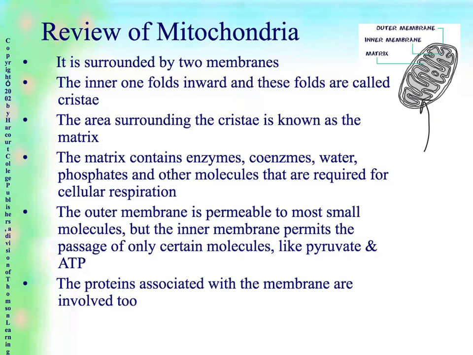The outer membrane of the mitochondria is permeable to most small molecules. They can get in. But the inner membrane permits the passage of only certain molecules, like pyruvate and ATP, so it's more picky. The proteins associated with the membranes are involved too.